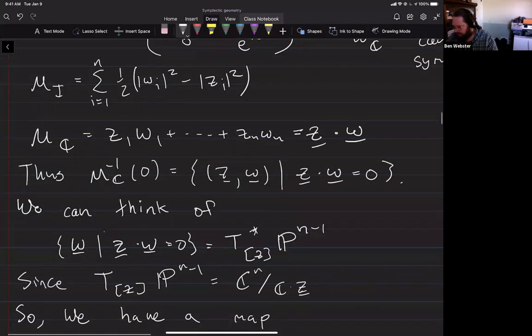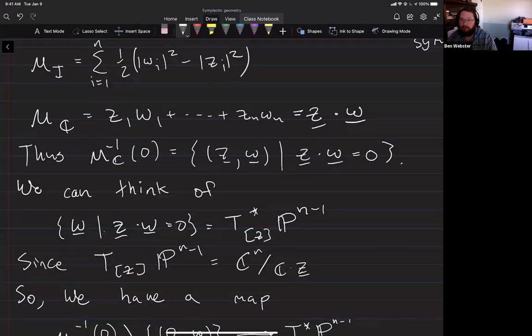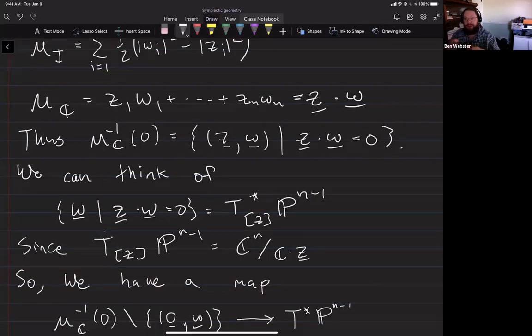So what does the hyperkähler reduction look like in this case? If I take the inverse image of zero for just the complex moment map, so again, I'm expecting that to be a complex subvariety, indeed, because the complex moment map is holomorphic, as we can see from these formulas. Well, it's pairs of vectors whose dot product is zero.